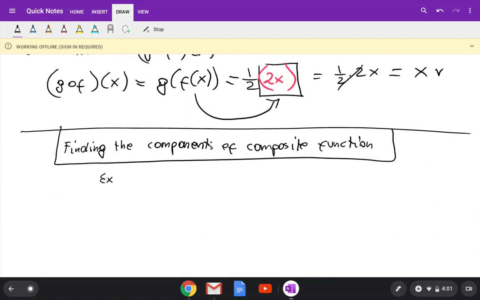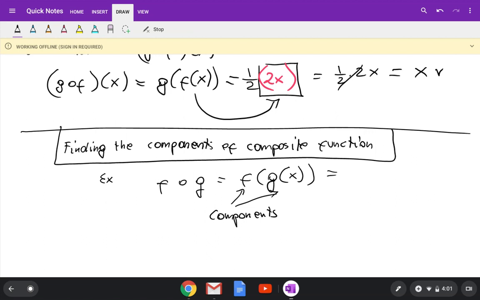Example. F composed with g. Okay, so our two functions, which is the same as f of g of x. Okay, we call f and g components. And when you do the composition, they will give you a brand new function. Okay, so that's what we call a composite function.